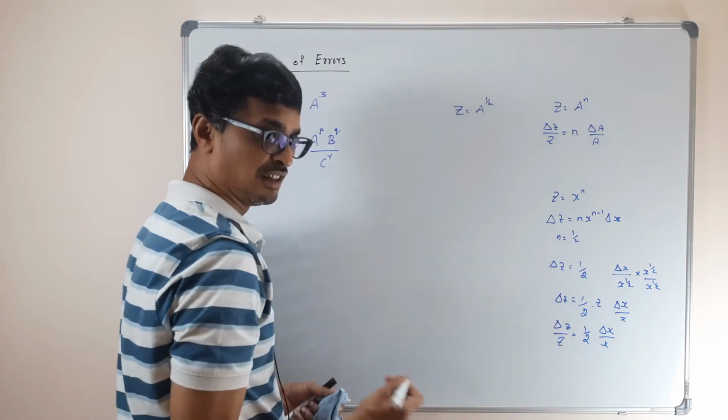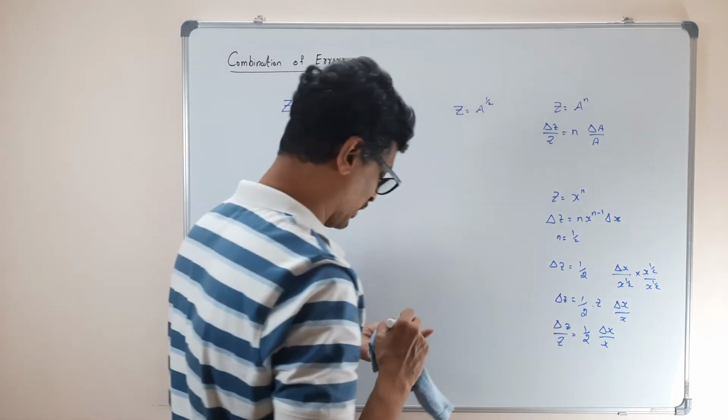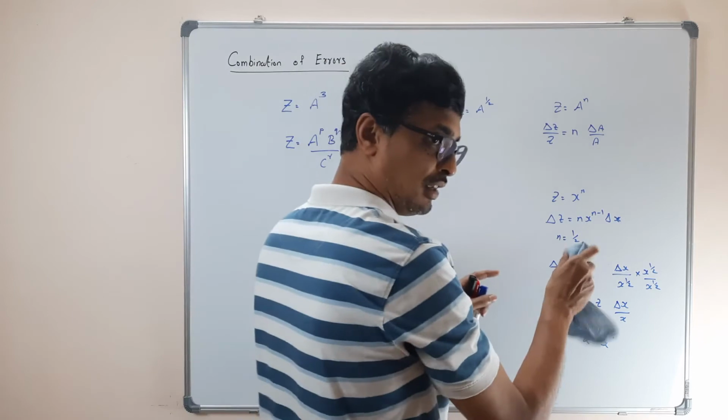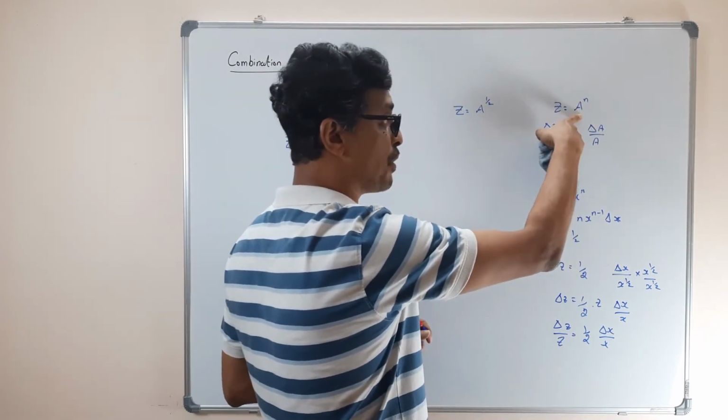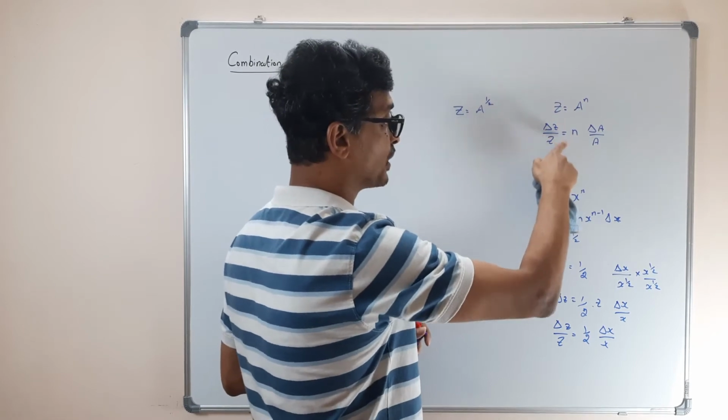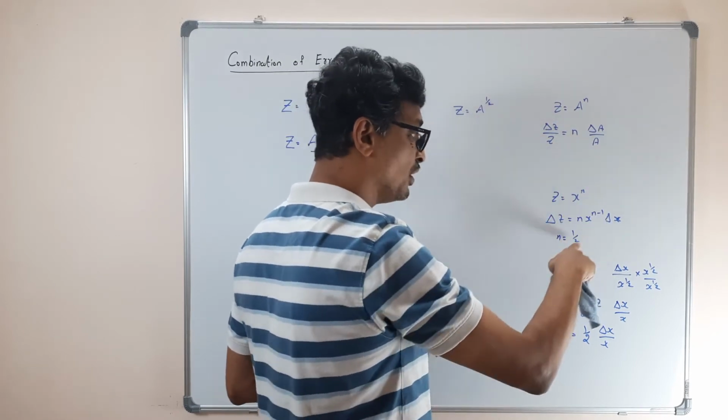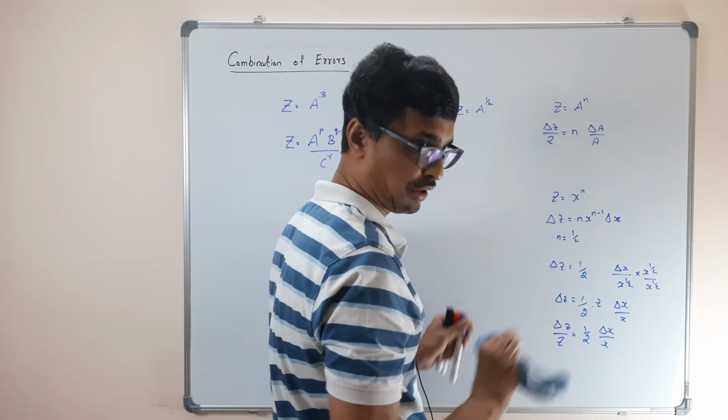You understood? Anyway, you don't really have to bother about the derivation. This rule, when z is x power n, is satisfied for square roots also. That's what you have to remember.